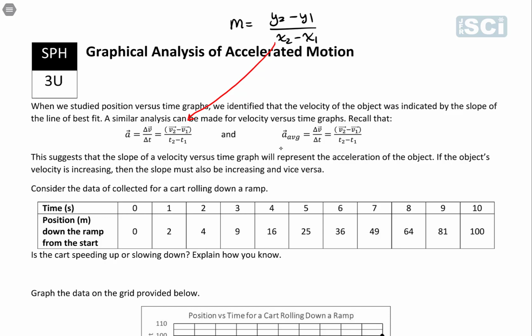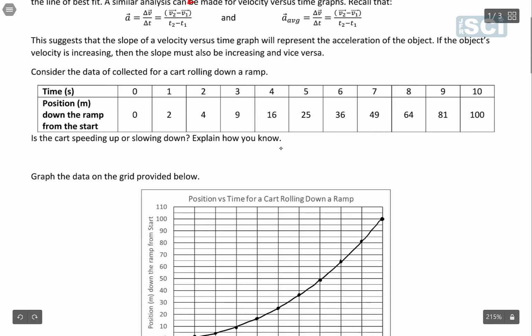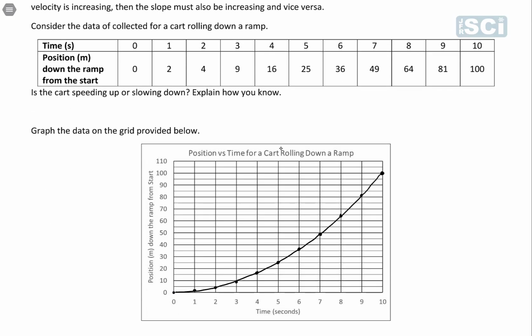So we're going to start with some position time information. We'll plot it on a graph, and I've already done that for us here. I'm going to then calculate the slope of this line and determine the velocity.